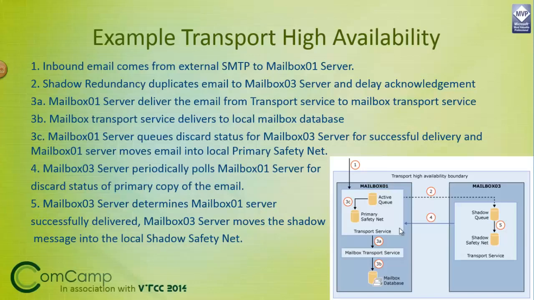All right, on the fourth step, the mailbox 03 server periodically polls the mailbox 01 server for the discard status of the primary copy of the email. And in the fifth step, mailbox 03 determines the mailbox 01 server successfully delivered. The mailbox 03 server moves the shadow copy message into the local safety net. All right, let's move on to the next slide. I hope this is very clear with this example.